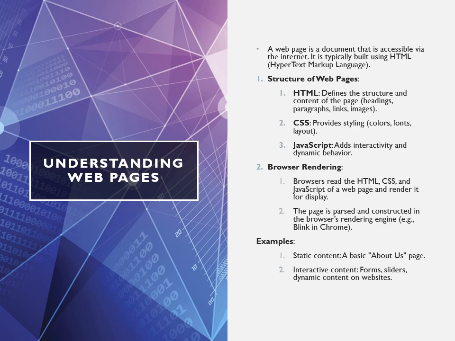And this browser consists of what we call a rendering engine. This rendering engine includes, for example, in Chrome, what we call Blink. So Blink is a rendering engine that is used to render the content of a web page.